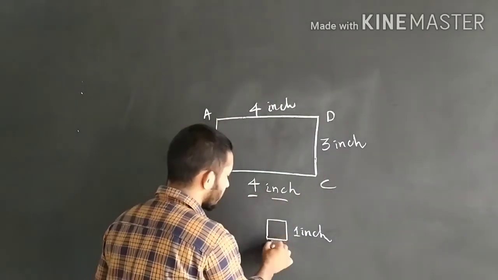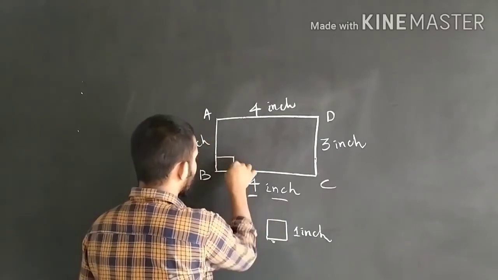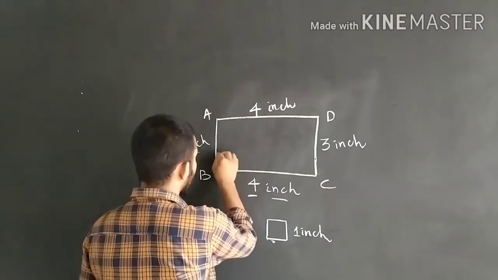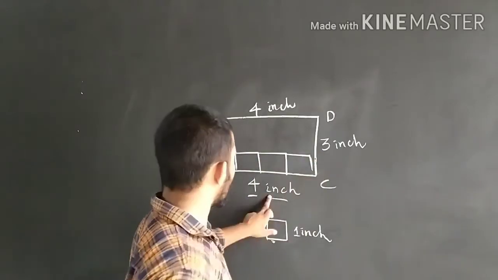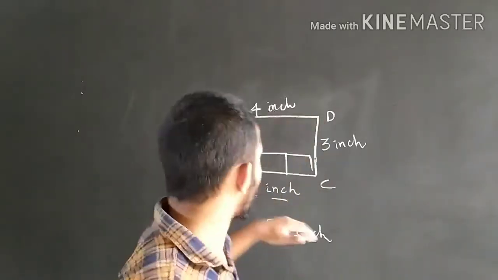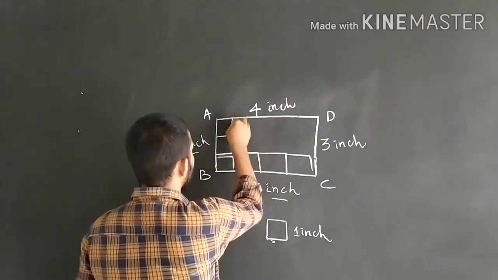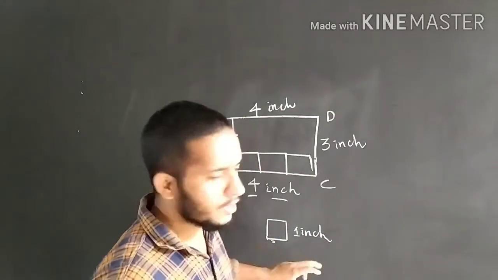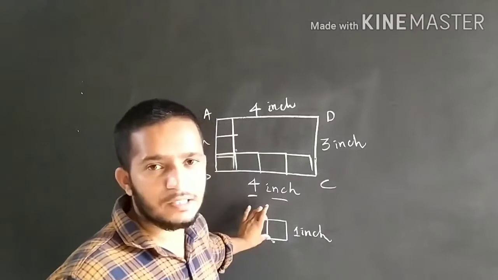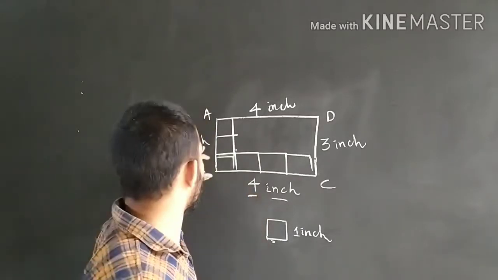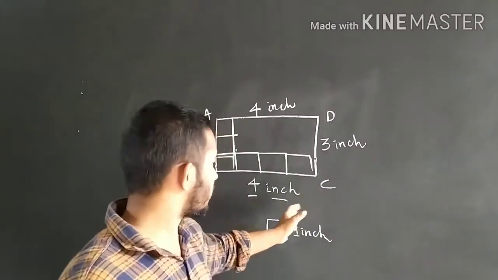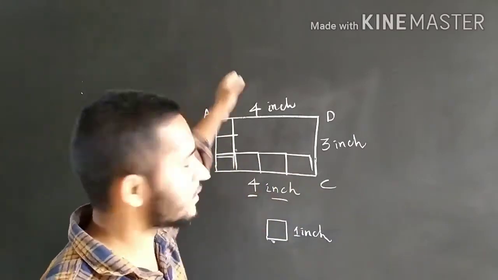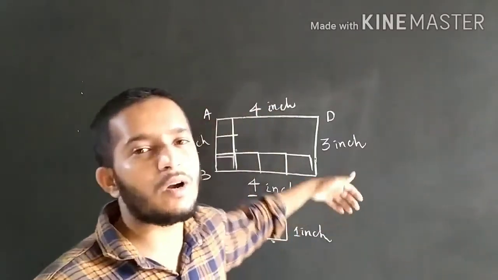Here we know 4 inches, so we can put here 1, 2, 3 and 4. We have put 4 boxes, and similarly we can put here 1, 2, 3 boxes of 1 inch size, because the length is 3 inch. And it is the length of 4 inch, so we can put 4 here, and on this side it will be 3. And what will be the total?